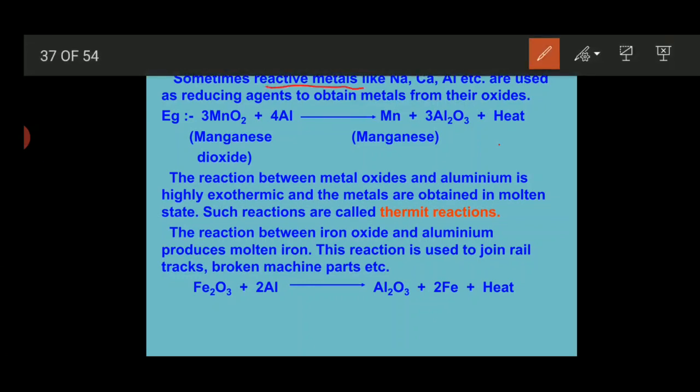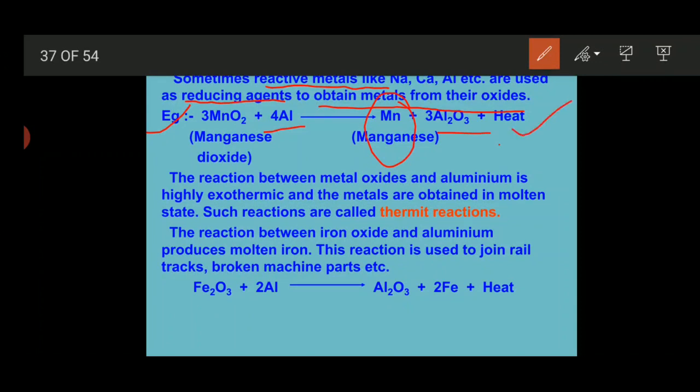Sometimes the reactive metals like sodium, calcium, aluminum, etc. are used as a reducing agent that we already discussed to obtain metal from their oxide ore. Let's just understand with one example. Manganese oxide treated with aluminum, and we get the purest form of manganese along with aluminum oxide, which is also called alumina, along with heat.